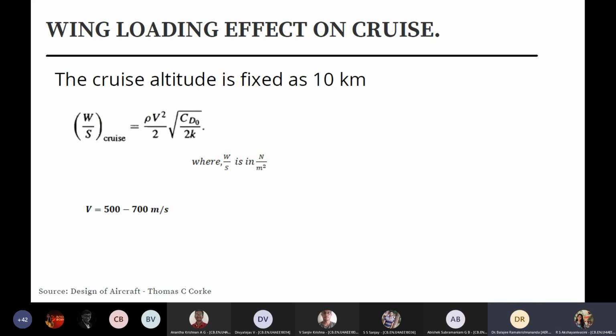Moving on to the cruise. Our cruise altitude was fixed as 10 kilometers, and this was taken from our weight estimation. So we fixed it as 10 kilometers. And again, we've got this formula from Thomas E. Clark, where we substituted our V to be 500 to 700. I'm sorry, there's an error over here, it is kilometers per hour. And this was also given in our design specification.